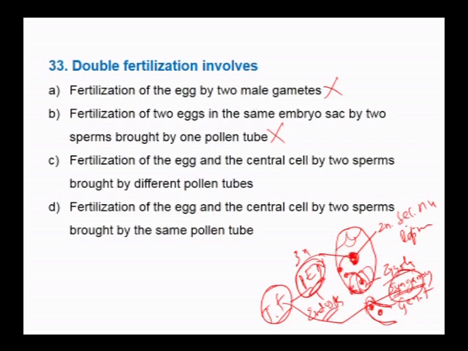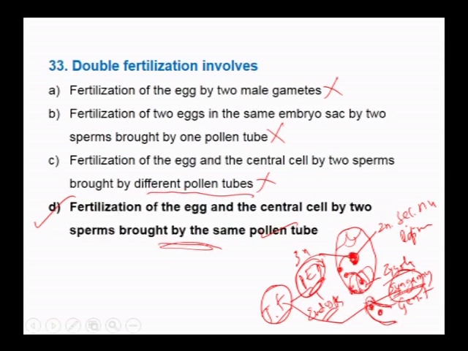Fertilization of the egg and a central cell: this is a wrong statement. Fertilization of the egg and the central cell by two sperms brought by different pollen tubes: it's not a different pollen tube, it is the same pollen tube. Therefore, the correct option is D. Fertilization of the egg and the central cell having the secondary nucleus or definitive nucleus by two sperms brought by the same pollen tube. Therefore, answer D is correct.